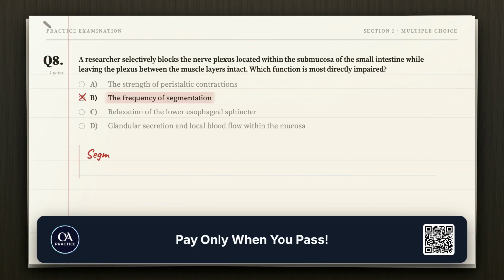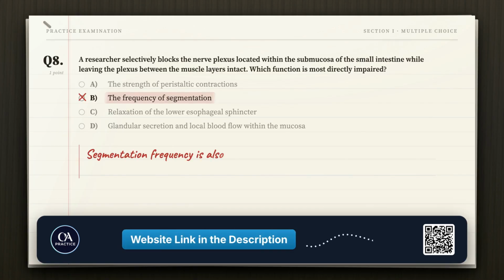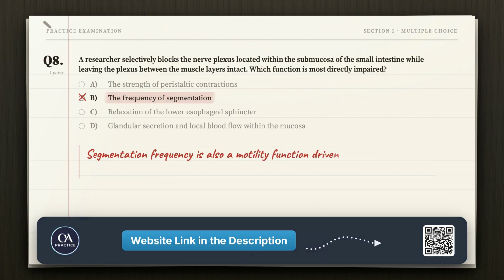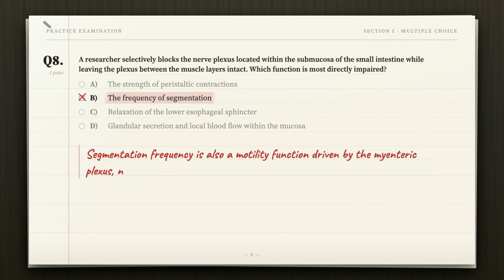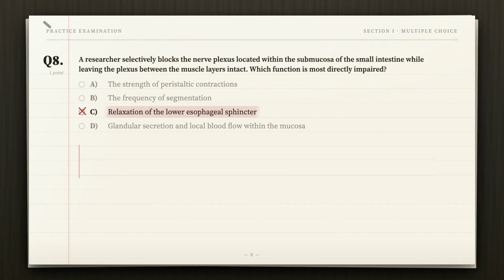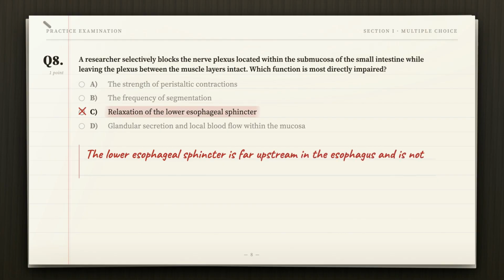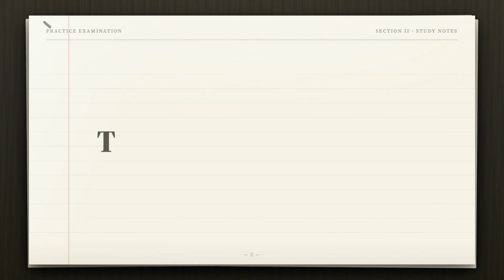B is wrong because segmentation frequency is also a motility function driven by the mesenteric plexus, not the submucosal one. Mixing would continue. C is wrong because the lower esophageal sphincter is far upstream in the esophagus and is not controlled by the submucosal plexus of the small intestine.